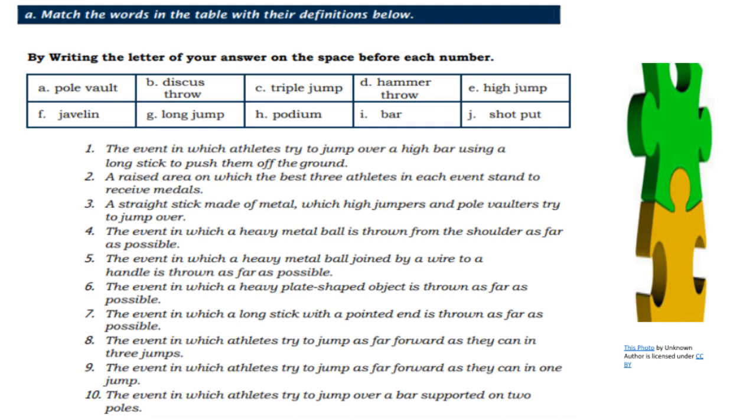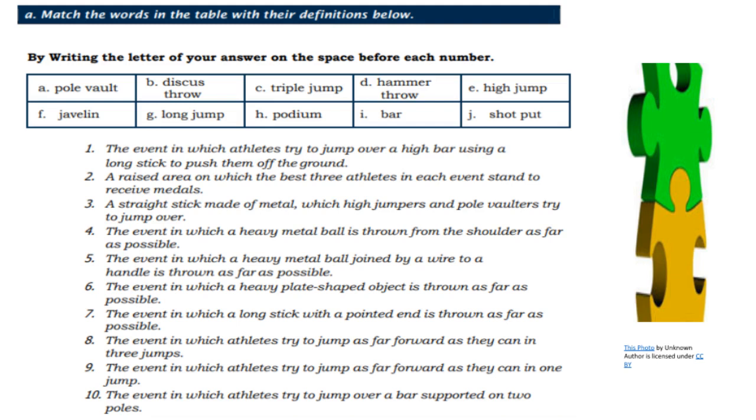4. The event in which a heavy metal ball is thrown from the shoulder as far as possible. 5. The event in which a heavy metal ball joined by a wire to a handle is thrown as far as possible. 6. The event in which a heavy plate-shaped object is thrown as far as possible. 7. The event in which a long stick with a pointed end is thrown as far as possible.